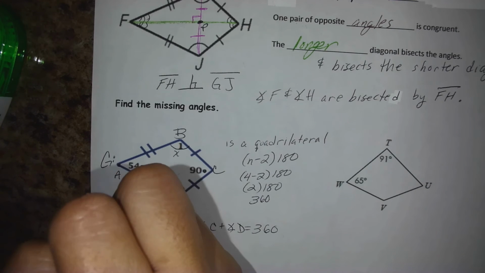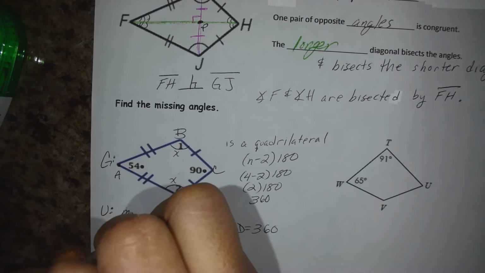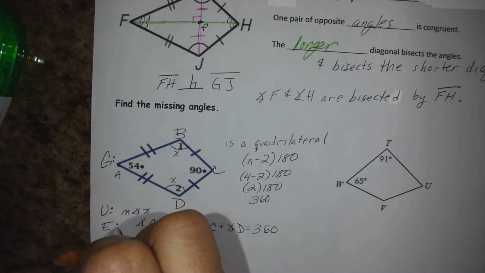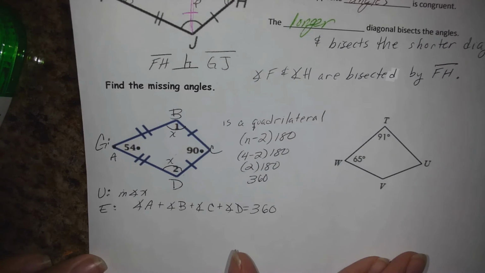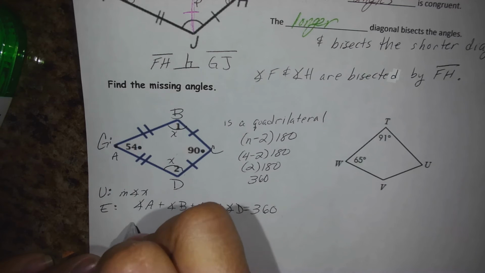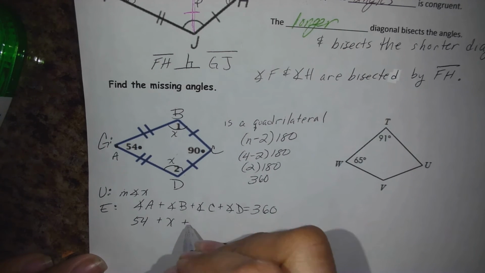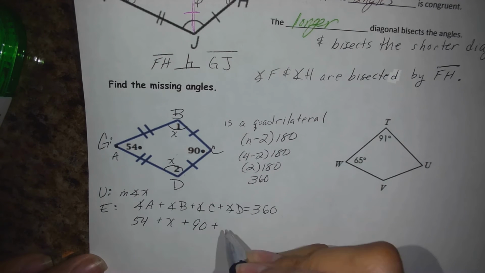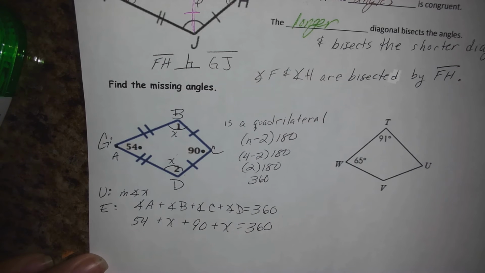So our unknown is the measure of angle X. Our equation is this guy right here that we just wrote down. Angle A is 54 plus B is X plus C is 90 plus D is also X. We're going to go ahead and combine like terms and go from there. See you in a bit.